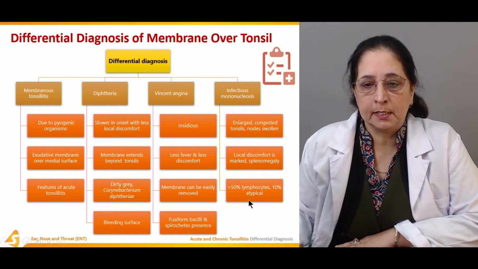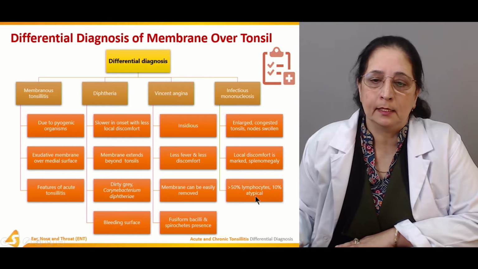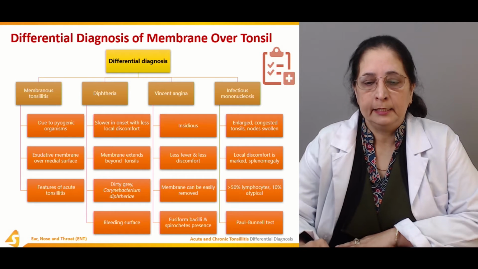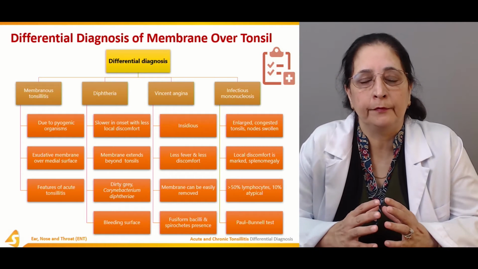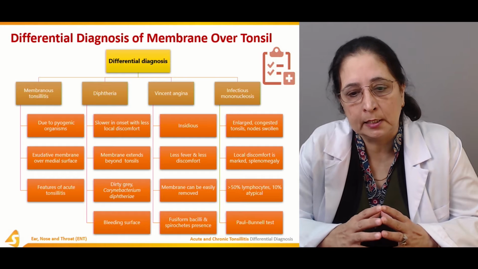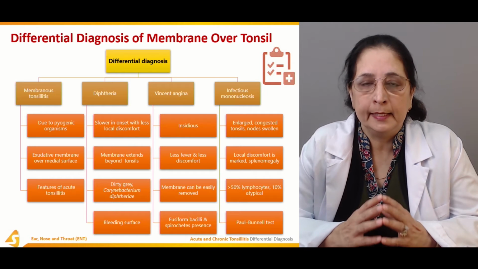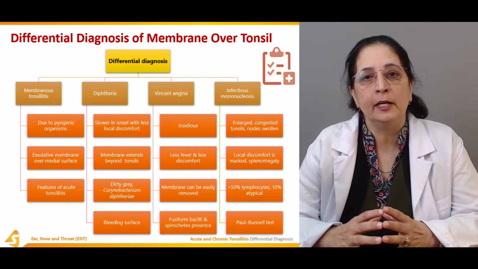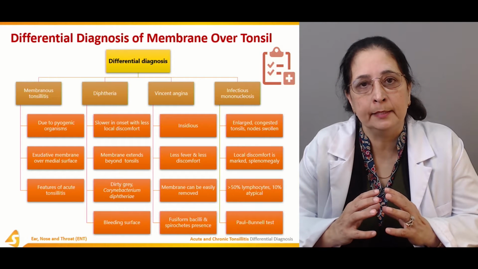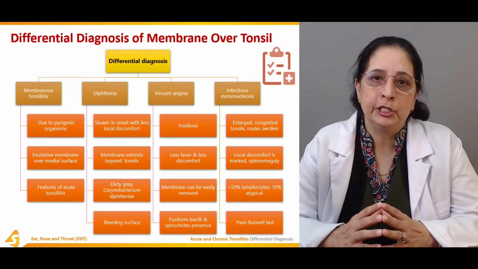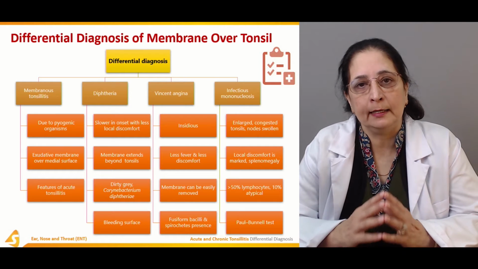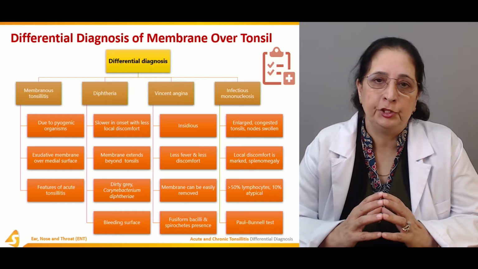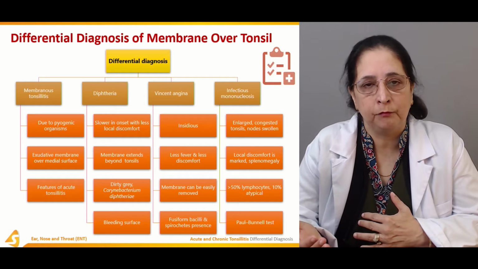More than 50% lymphocytes, 10% are atypical. And the test for the diagnosis of infectious mononucleosis is the Paul Bunnell test. So these are some conditions besides the membranous tonsillitis and the diphtheria. The two conditions, Vincent angina and infectious mononucleosis, are the conditions in which the membrane is formed.